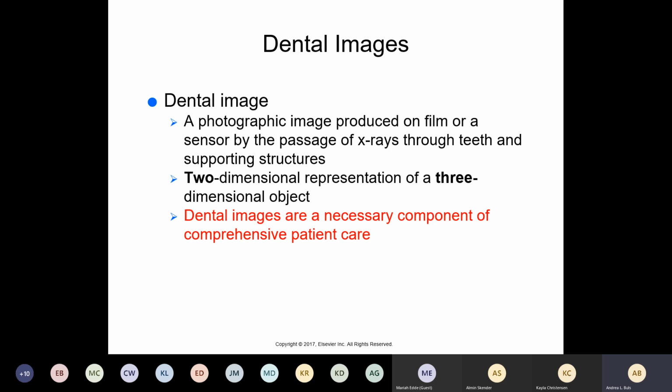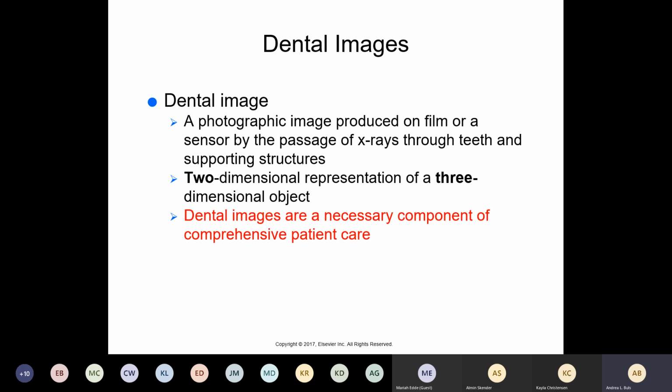Dental images, as we know, is just a photographic image produced on either film or a sensor. And we do this by x-rays passing through the teeth and the supportive structure. You want to remember, x-rays are a two-dimensional representation of a three-dimensional object. So there are times that it's difficult to see things on an x-ray because it's not 3D.